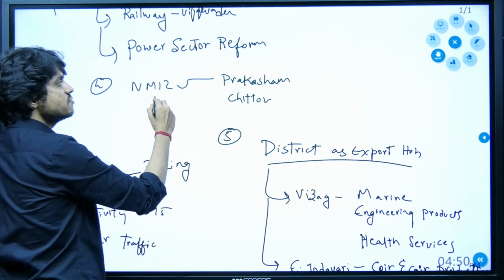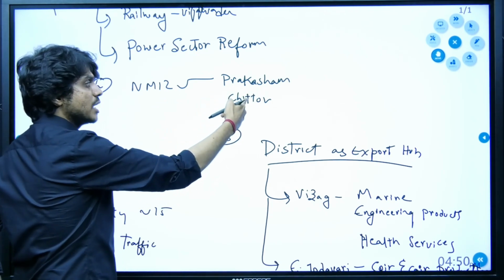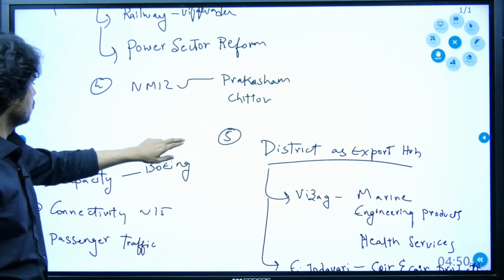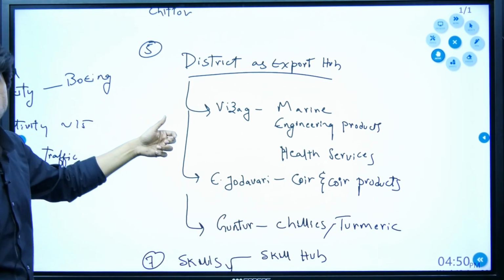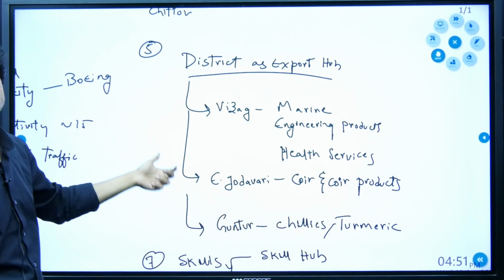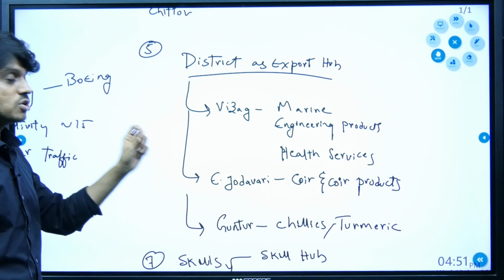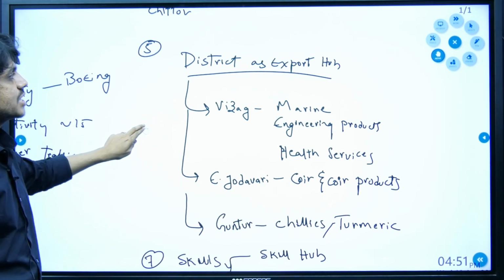Okay, then the National Manufacturing Investment Policy of 2011 talks about the creation of National Manufacturing Investment Zones. We have created such National Manufacturing Investment Zones in Prakasam and Chittoor. Then we have also created certain districts as export hubs. I told you different districts have different types of capacities, and such districts should be concentrated on. Okay, so such districts as export hubs.